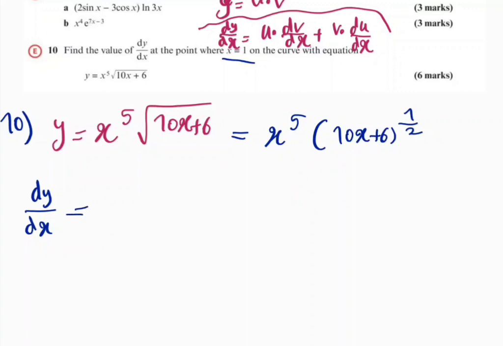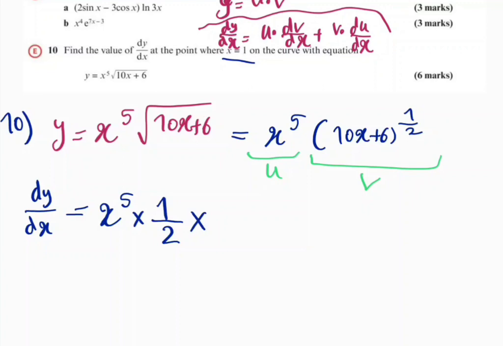So again, we can consider this as our u and this as v, and let's differentiate that. So x to the 5 times, so u times dv/dx, sorry. When we want to differentiate v, we use the chain rule. So the power comes down, a half, times the derivative of the inside, 10x plus 6, which is 10, times the bracket with the power minus 1, which is minus a half, because a half minus 1 is minus a half. This is the first bit, u times dv/dx.